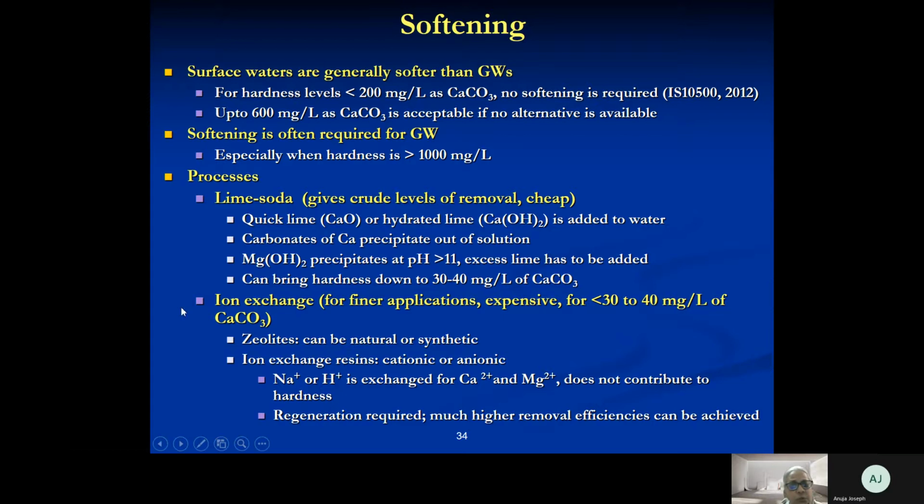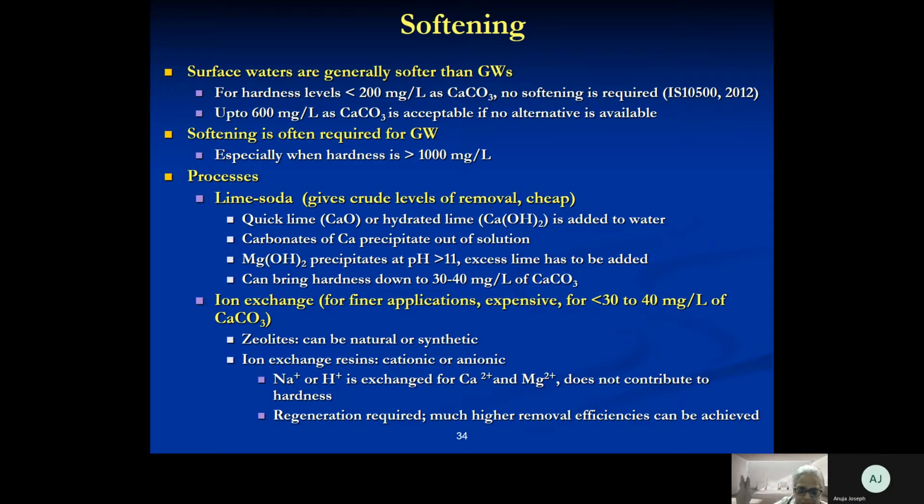Okay. So you can bring the hardness down to 30 to 40 milligrams per liter of CaCO3 simply by removing calcium carbonate from solution. However, if you have the reverse case where the magnesium concentration is higher than calcium, then obviously you have to do this third point. You have to take care of this and increase the pH, then bring it down again.